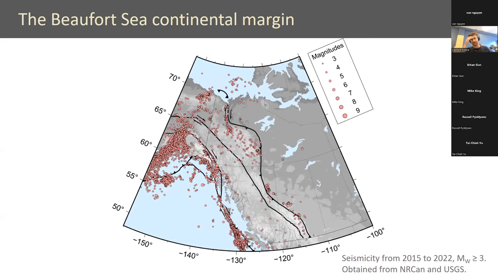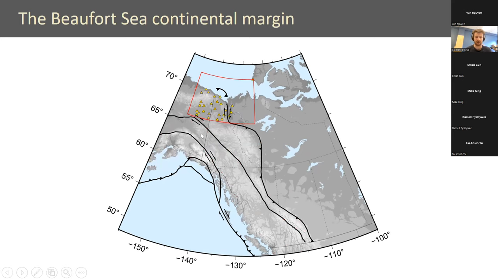So before starting, here is a map of Western Canada and Eastern Alaska, showing the main tectonic features in the area, and put on top of that is the seismicity from 2015 to 2022, with earthquakes scaled by magnitude. As you can see, seismicity is mainly distributed along the plate boundaries, here in the Cascadia subduction zone and the Yakutat collision zone. This is seismicity related to the Pacific slab, but we also note that seismicity occurs 1,000 kilometers away from the closest plate boundary, for example, in the Mackenzie Mountains and to the north in northern Yukon and northeastern Alaska.